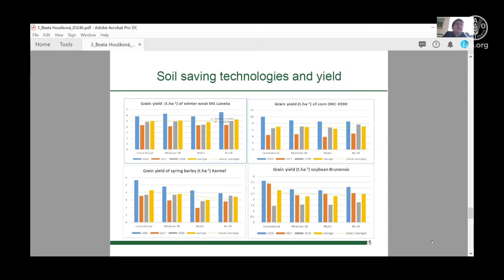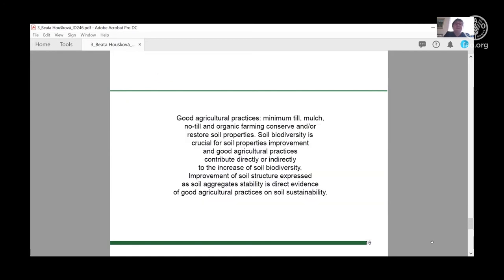Of course, if there would be a dramatic change in yield, then yes, it is not good, but here, especially for spring barley and corn, the yield was lower and the highest was in conventional cultivation, but it was not so dramatic a difference. Next, please.